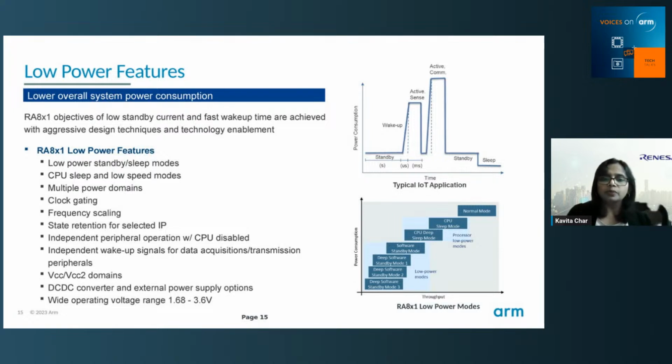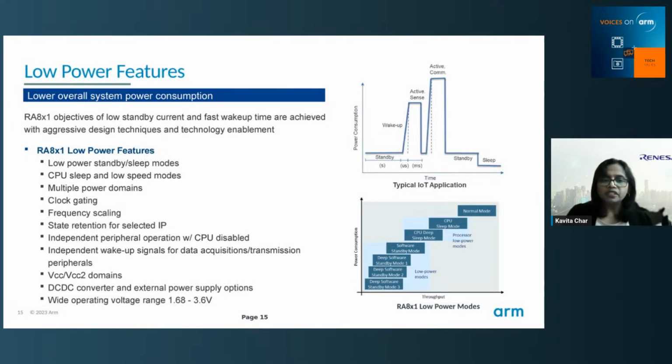If you look at a typical IoT application, the devices are usually in sleep mode and wake up occasionally to either read a sensor or communicate some data over the network, and then go back into standby and sleep modes. So the RA8 series devices have built-in low power standby and sleep modes, as well as CPU sleep modes and low speed modes that can help you configure your system for the power profile that you desire.